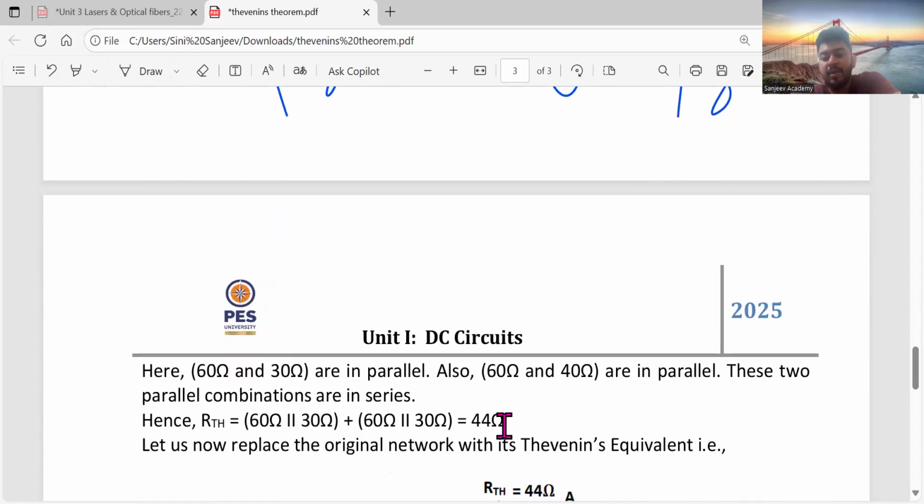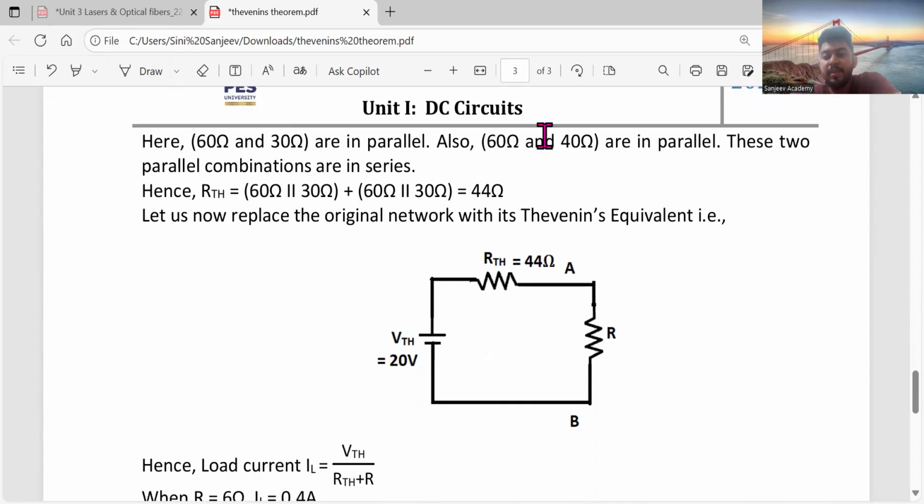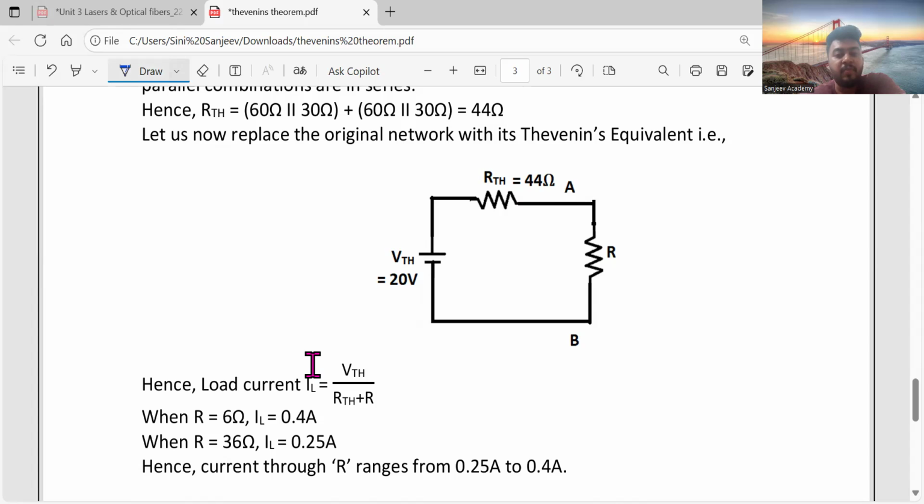The 60 and 40 ohm are in parallel. Then this is my Thevenin's equivalent network. That's all done. Then I define the load resistance. The load current formula is IL equals V by R. V is already there, and R is this plus this.